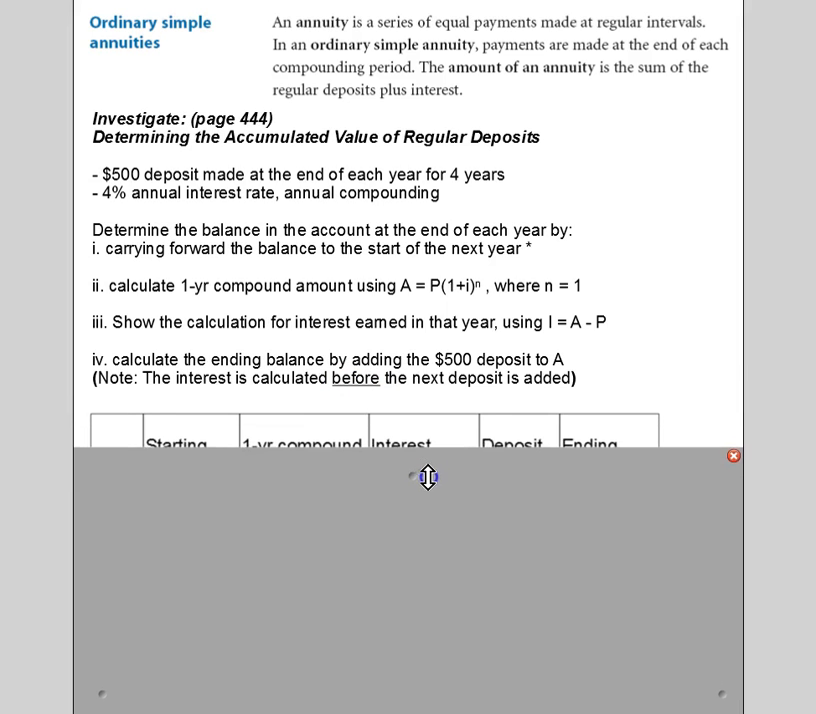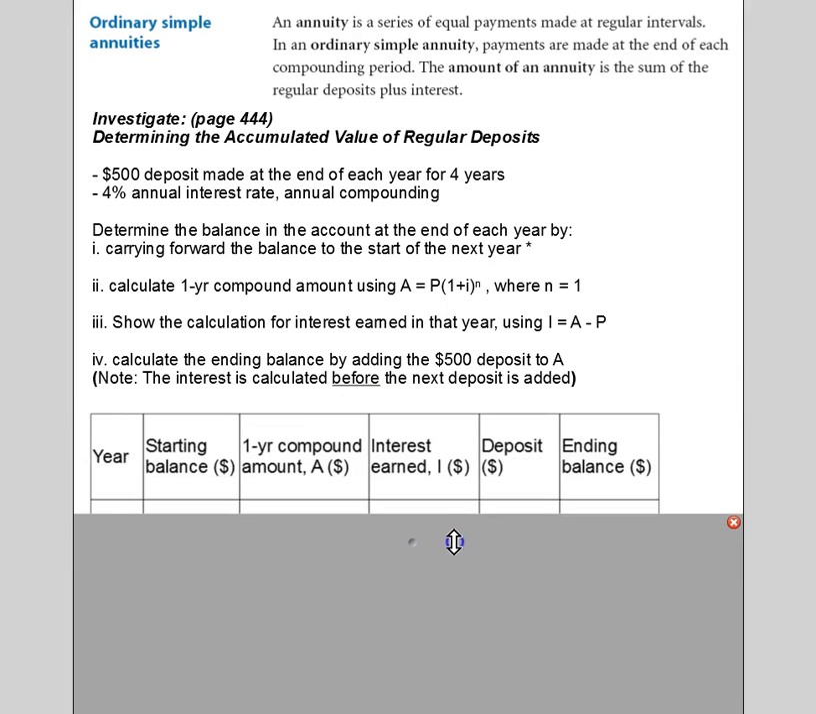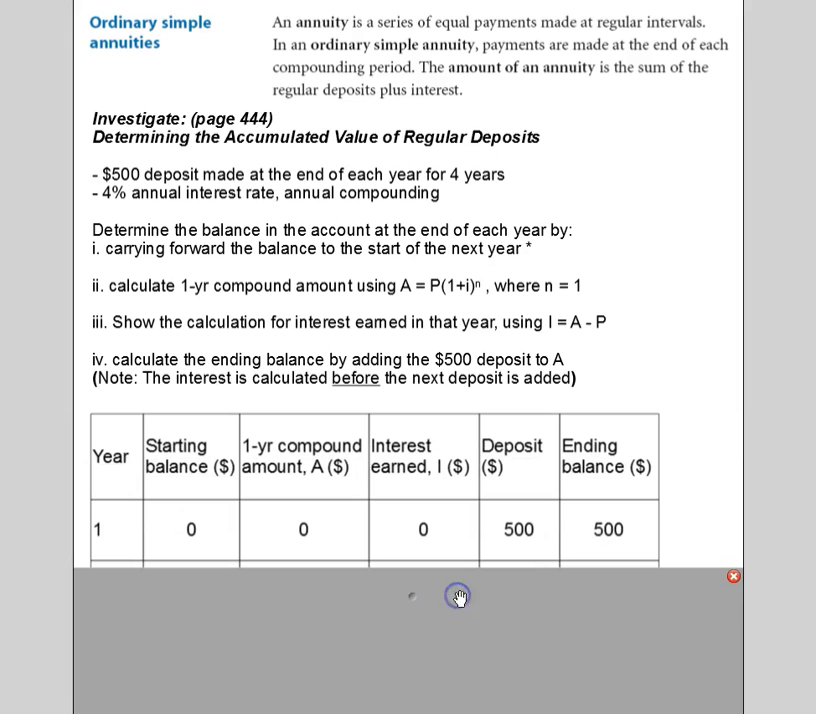With this table, we have to make sure the interest is calculated before the next deposit is made. So for our year 1, we have the following figures. Now, since the starting balance for that year was 0, he had no money in the account until he made that deposit at the end of the first year. No interest is earned, so the 1-year compound amount is 0, and the only value that's contributing to the ending balance would be that single deposit.